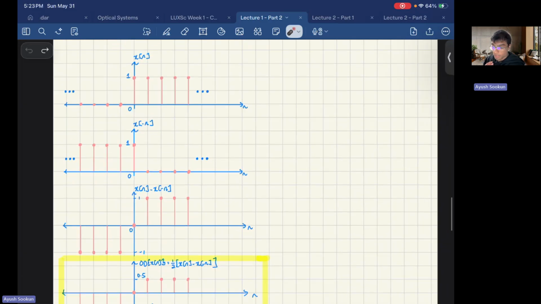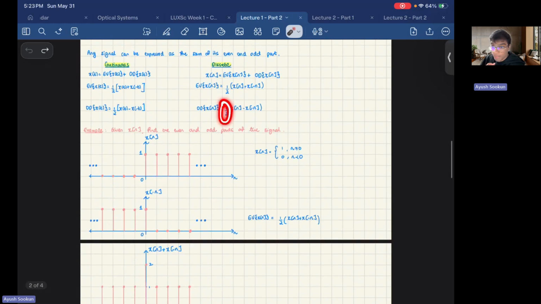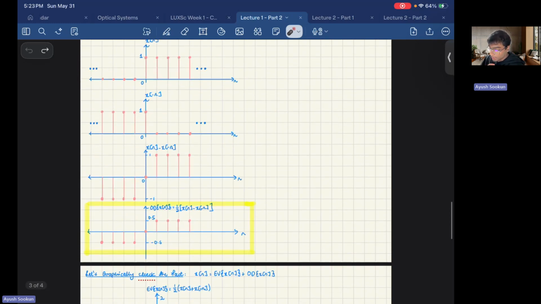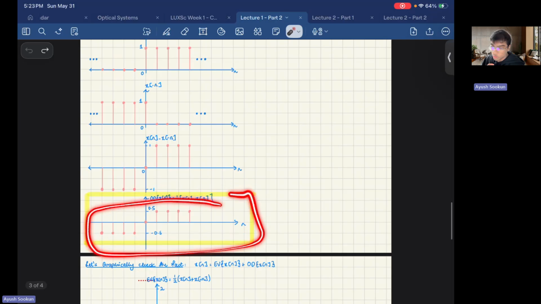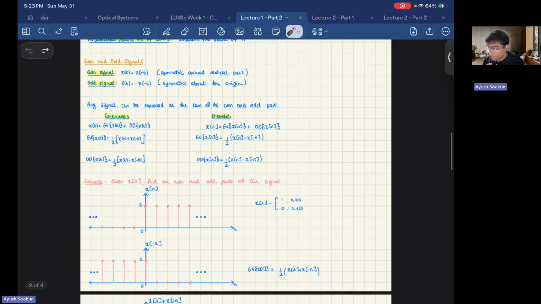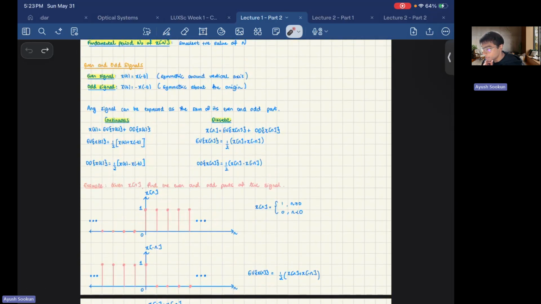Okay, so you do the subtraction. But now, if you go back to the initial equation, you're going to scale it by half. After scaling by half, this is what we have. So we found the even part, and then we found the odd part. It wasn't that hard to do. It was actually pretty simple.